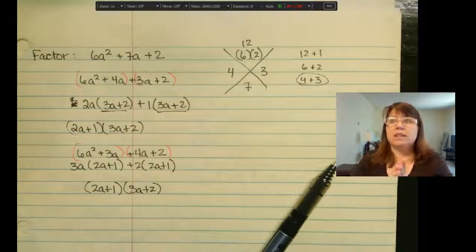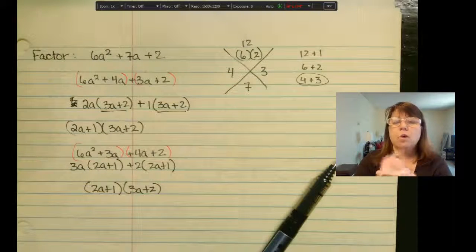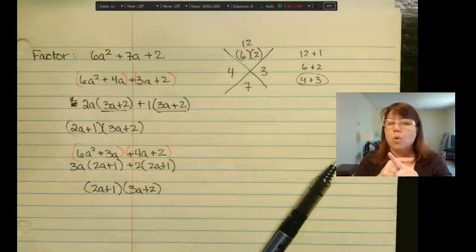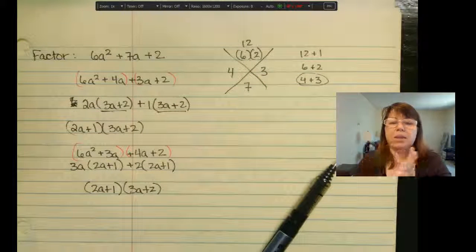So I don't want you to think that if you get stuck that you can't do it. Either think about pulling out the GCF of a 1 or rewrite the middle term just in the other order, and then you'll see that it may flow a little easier.